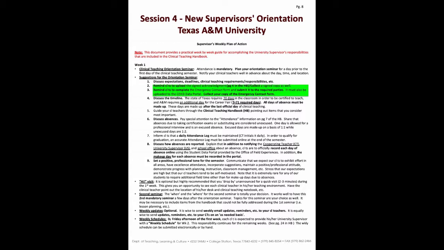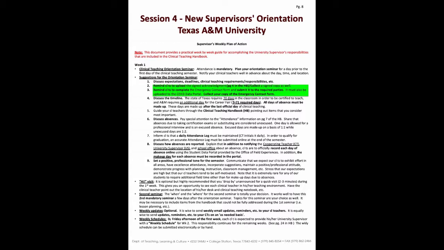Point out that the state of Texas requires 70 days in the classroom in order to be certified to teach, and A&M requires an additional day for the career fair, so the total equals 71 required days. All days of absence must be made up. These days are made up after the last official day of clinical teaching.